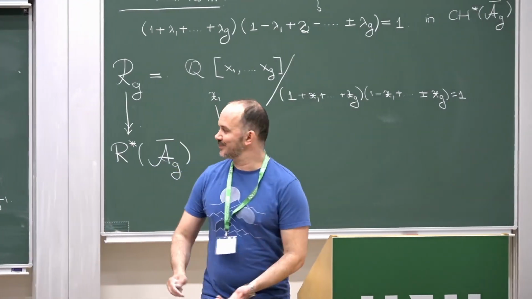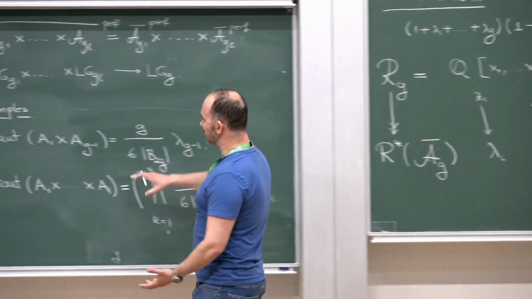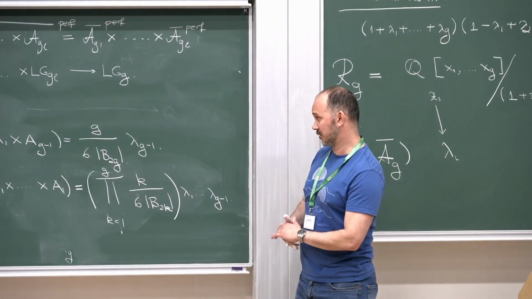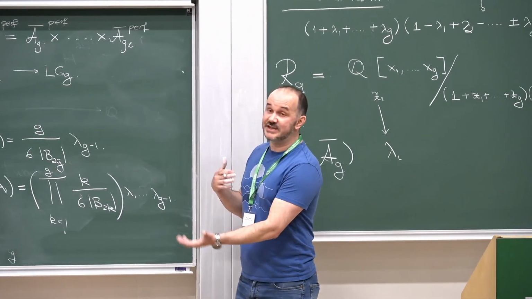But of course, this leaves us with the following question. We know what the tautological part of these product cycles are. How about the non-tautological parts? Are they 0 or are they not?